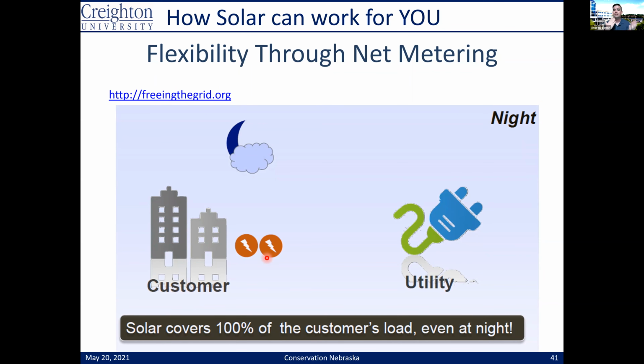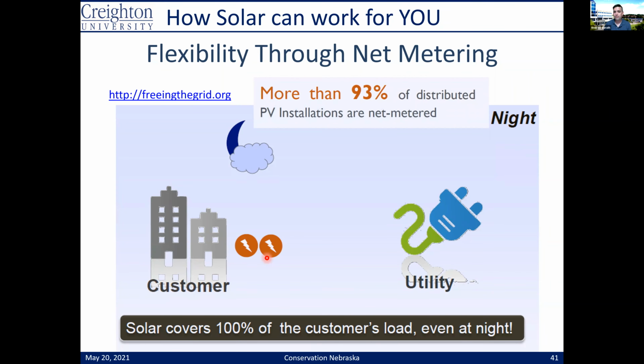And to do so, then we can design an array that actually covers 100% of your load, even at night, right? So this is how these tend to be designed. Just to give you an idea, about 93% of solar installations are net metered. So this is super, super, super common.